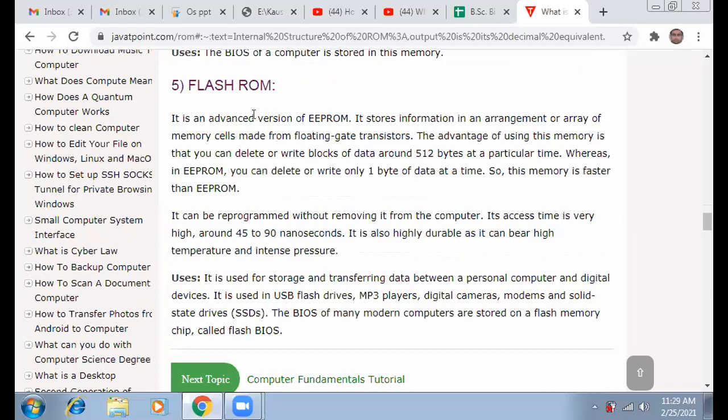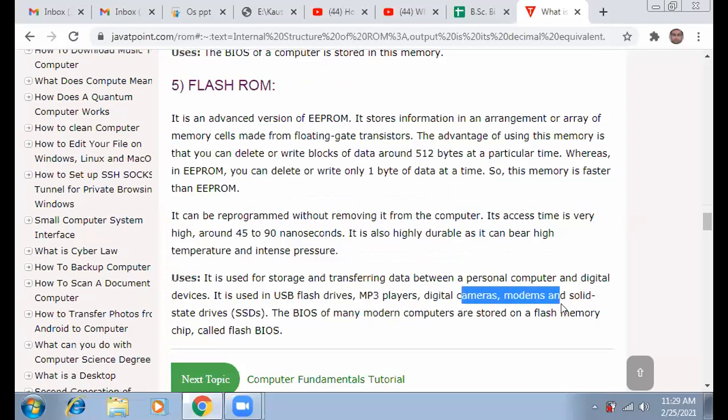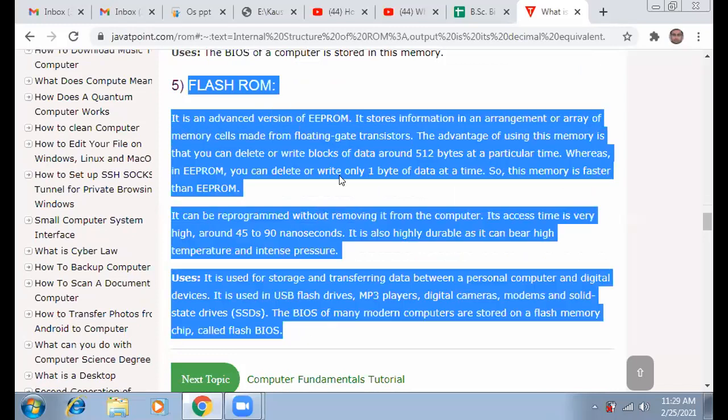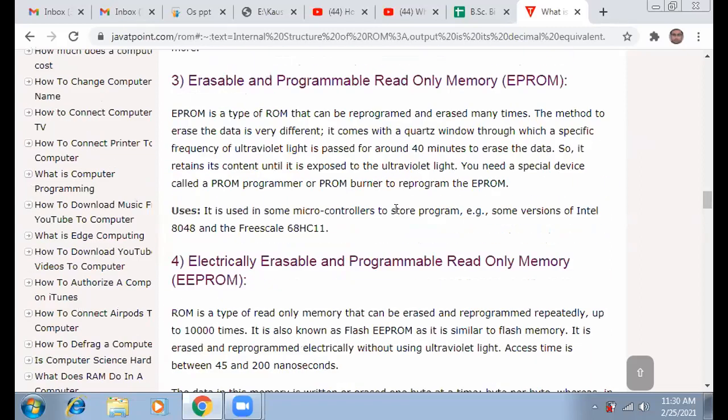And this flash ROM is actually our USB flash drive. That means our pen drive, our MP3 player, our digital cameras, modern solid state devices, all are examples of this flash ROM. So tertiary memory is also part of this flash ROM, or flash ROM can also be part of tertiary memory, whatever you say. Our pen drive, MP3 player, digital camera is generally made of this flash ROM. It is very fast to remove the data, and we can store the information in an array of memory cells made from floating gate transistors. So these are the various types of ROM.